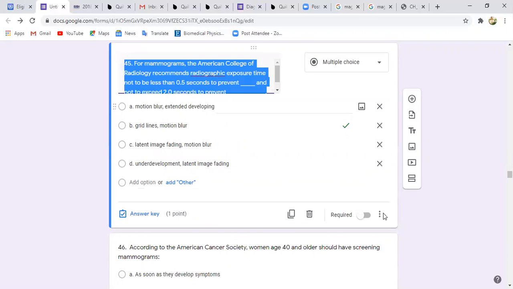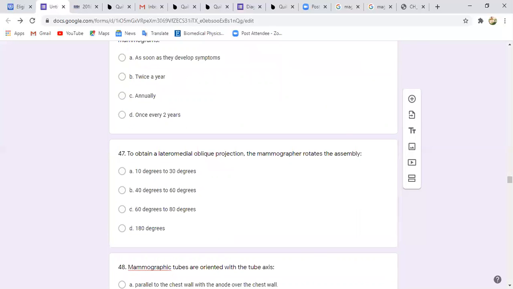The grid has to move. Exposure time should not be less than 0.5 seconds. If it is less than that, the image of the grid will appear on the film. So we have 46. American College of Radiology.